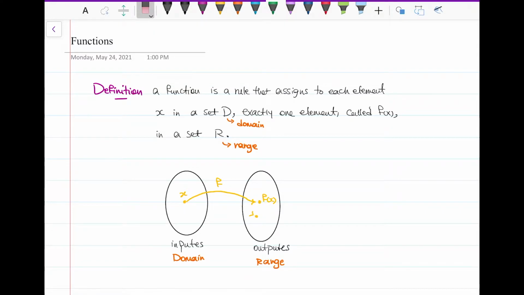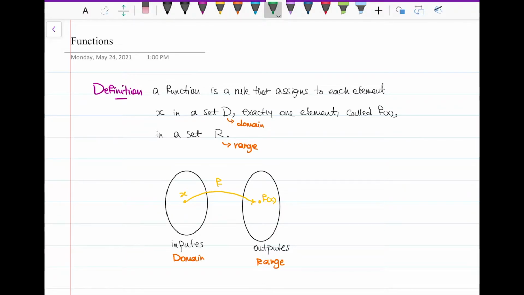Also something that is important is that all the points in the domain should go to something, some element in the range. So we cannot have the situation that one element is alone, because the rule or the function f acts on all the elements in the domain.